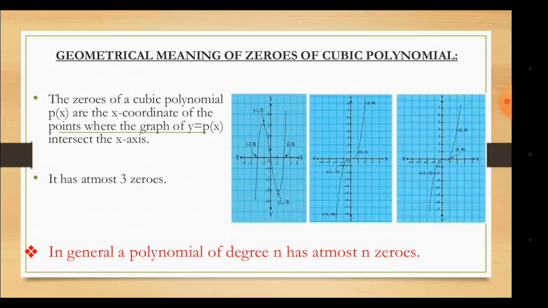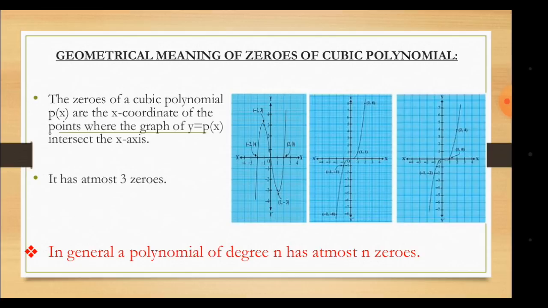Let's move to the geometrical meaning of zeros of a cubic polynomial. Now first you observe these graphs. In the first graph, the curve intersects the x-axis at 3 points. That means how many zeros are there? Obviously, cutting the x-axis at 3 points means it has 3 zeros. Now in the second graph, the curve intersects the x-axis at only 1 point, so it has only 1 zero. In the next graph, the curve intersects the x-axis at 2 points, so it has 2 zeros.